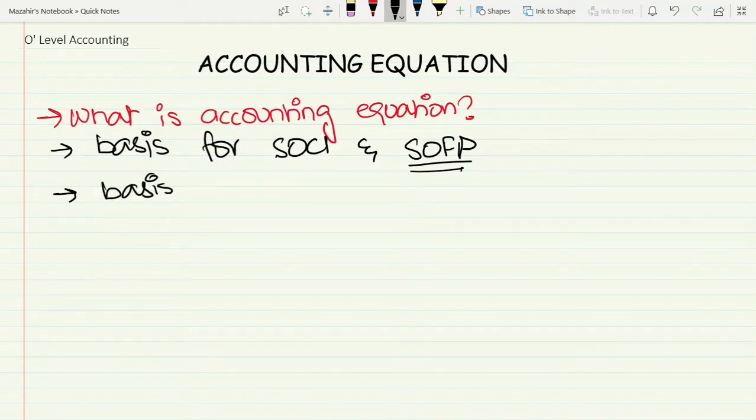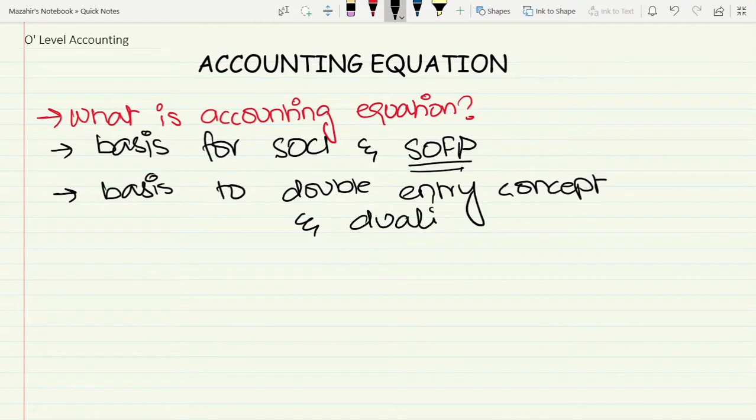And secondly, it introduces us to the double entry concept and the concept of duality. The double entry concept, or the concept of duality, is the most important, the most fundamental and the most basic thing to understand to start accounting. And to further understand double entry, we must understand the accounting equation.